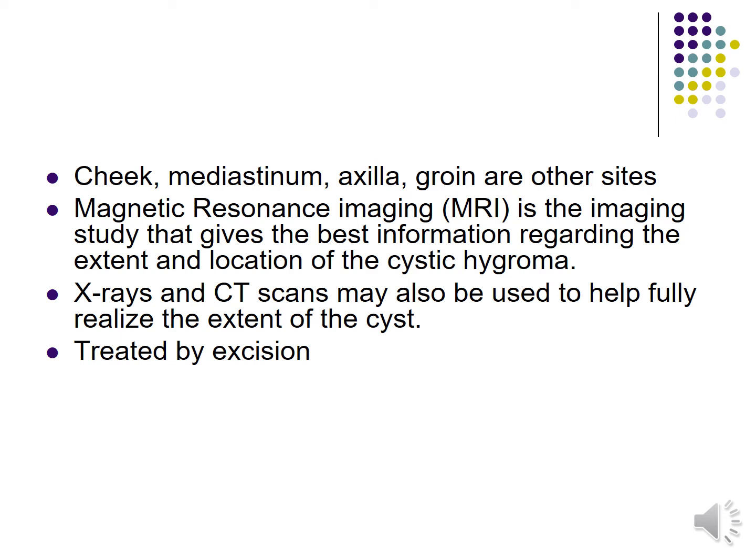How is it diagnosed? It is diagnosed with magnetic resonance imaging, the imaging that gives the best information regarding the extent and location of the cystic hygroma. X-ray and CT scan may also help to realize the extent of the swelling. And before all these, ultrasonography of the neck can give an idea of the extension of this cystic hygroma. And what is the treatment? The treatment is by excision.